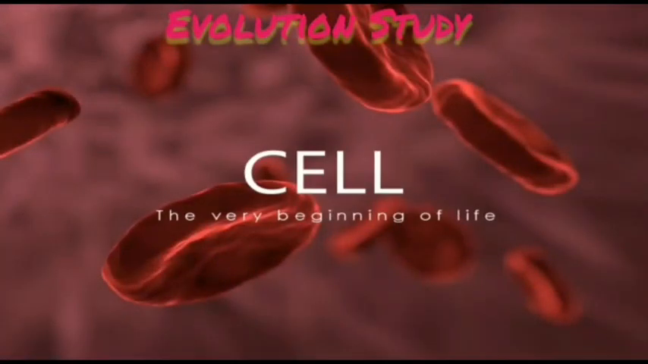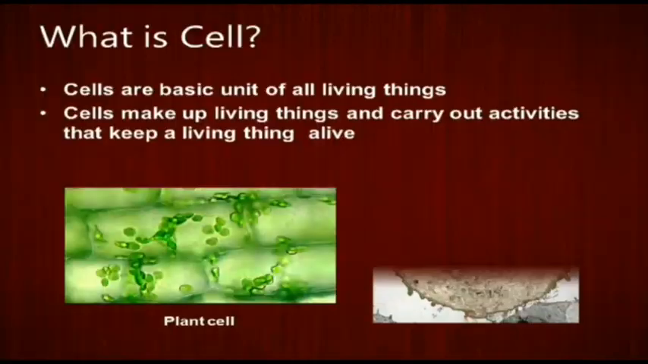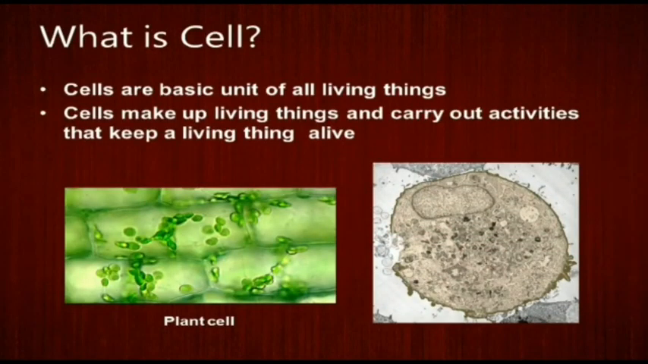So today let's talk about cells, which we know is the very beginning of life. What is a cell? Cells are the basic unit of all living things. Cells make up living things and carry out the activities that keep a living thing alive. The diagram on the left-hand side is known as the plant cell, and that on the right-hand side is known as the animal cell.